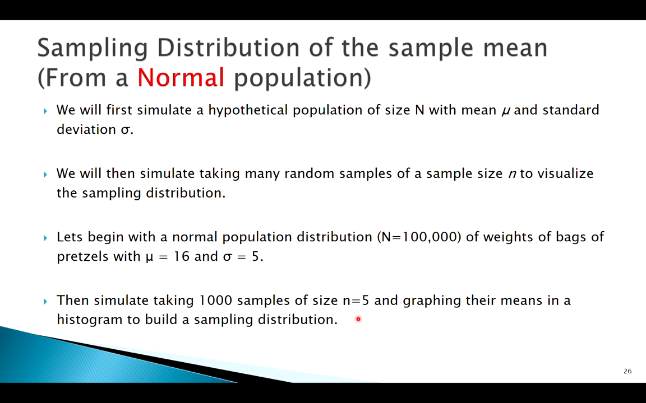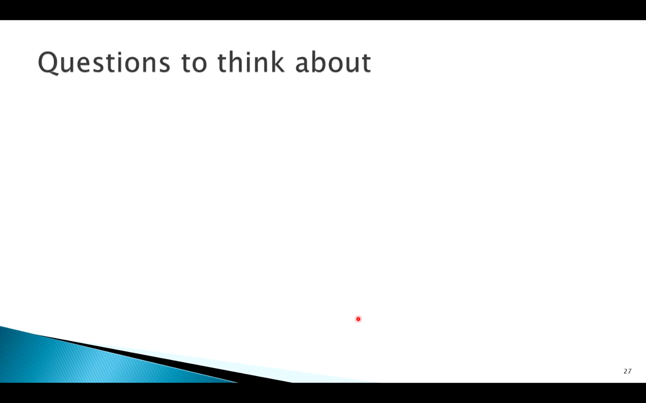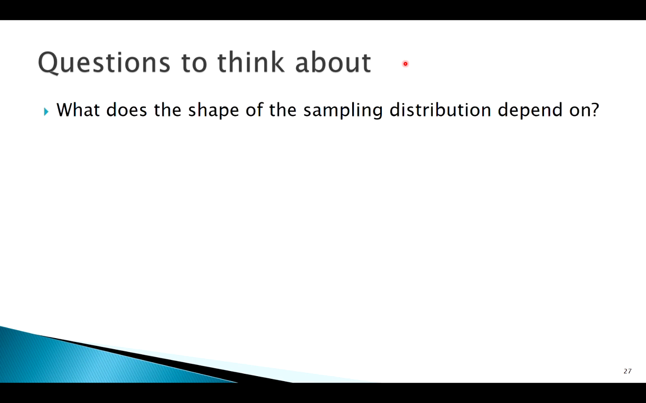Then that will give us our sampling distribution, and we can see what's going on. Now we're going to repeat this process under different conditions, but here are the questions I want you to keep in mind as we go through this simulation. Whenever we're asked to describe a distribution, the first thing that should come to mind is the acronym SOCS: shape, outlier, center, spread.